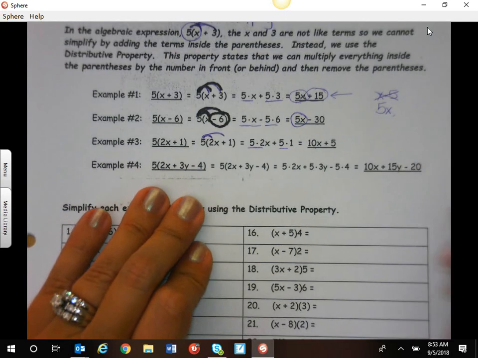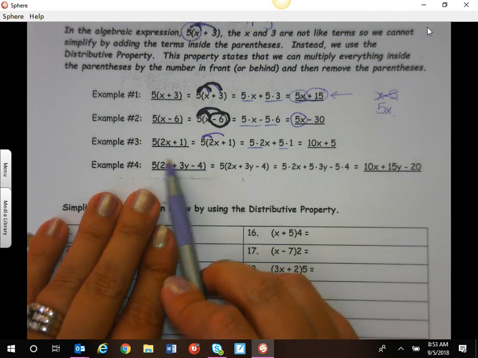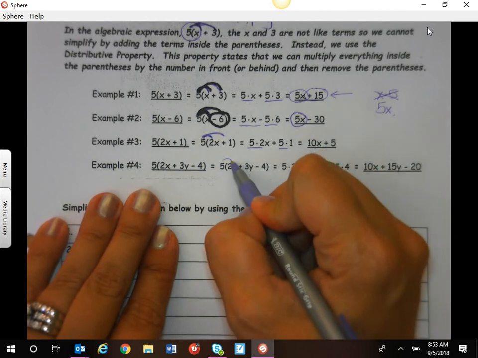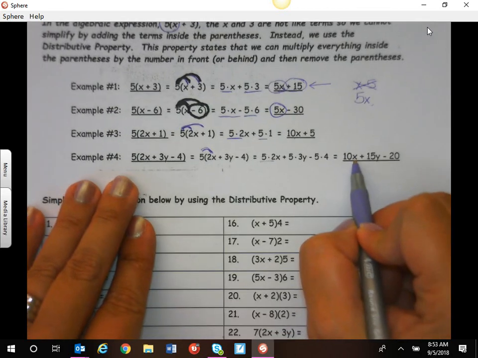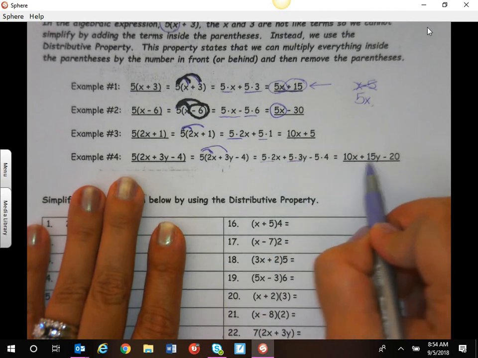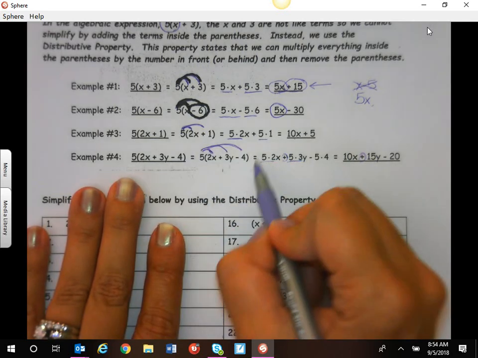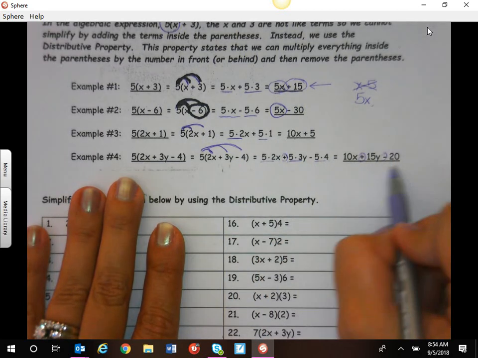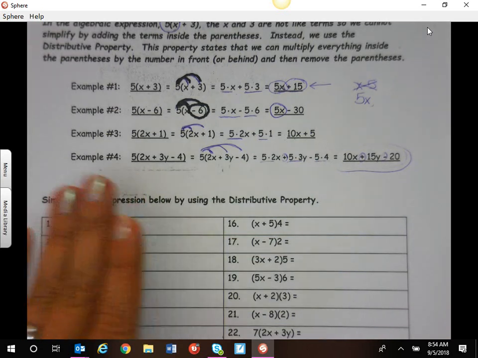Sometimes it gets a little bit long, so you can see here we have an x, we have a y, we have a regular number. Again, we don't know what x and y are to be able to evaluate those, so we're just going to leave it. So we're going to say 5 times 2x, so 5 times 2 is 10. Just put the letter on the end. We have 5 times 3y, so 5 times 3 is 15y. Notice I'm keeping that symbol. And then I have 5 times 4, we're going to leave the minus. 5 times 4 is 20. And again, you can't do anything with this. You're done, because we don't know the value of x and y to be able to evaluate it.